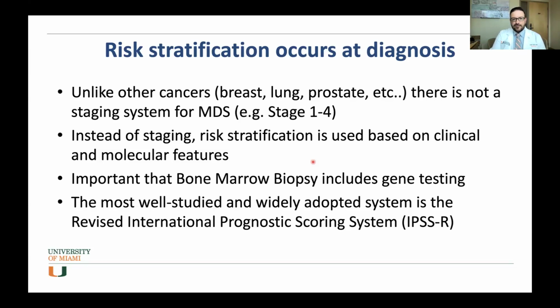Instead of staging, we use this risk stratification or risk classification based on clinical plus molecular features. By molecular features, I mean when a bone marrow biopsy is done, they include some genetic testing, looking at the chromosomes, the DNA, and the mutations within the DNA. So it's really important that a bone marrow biopsy is done. I mentioned some patients may have a presumed MDS, but until a bone marrow biopsy is done, that diagnosis currently cannot be made as of today, just off of the blood. You need to have the bone marrow biopsy.